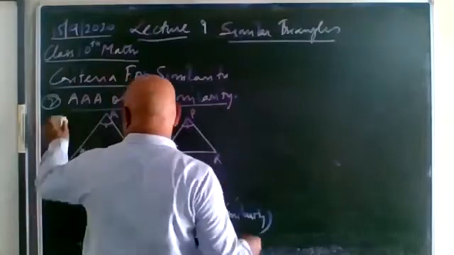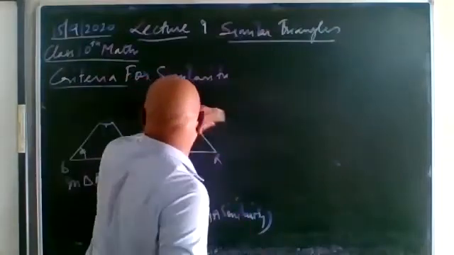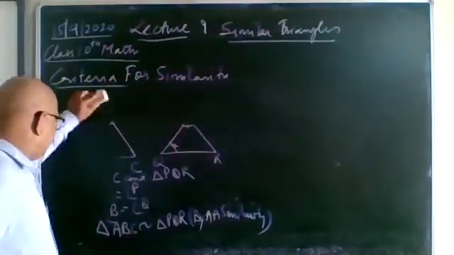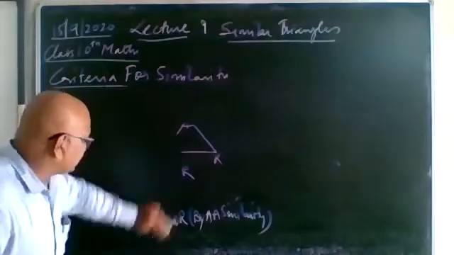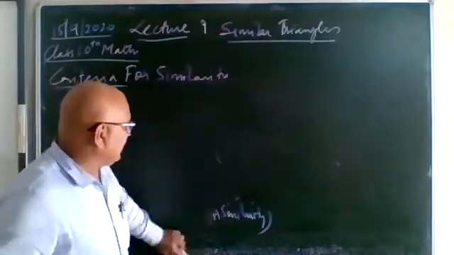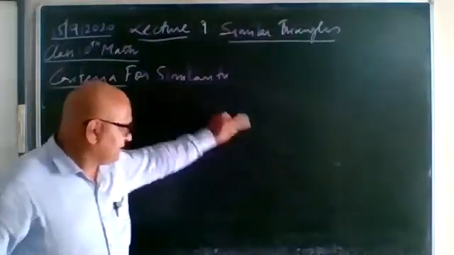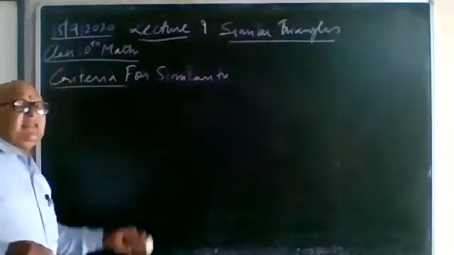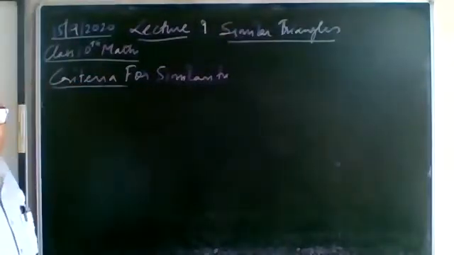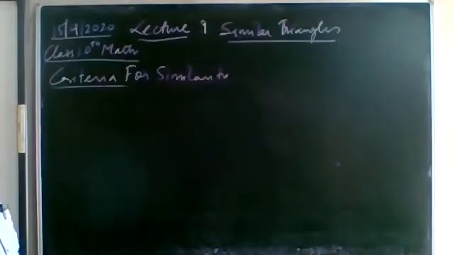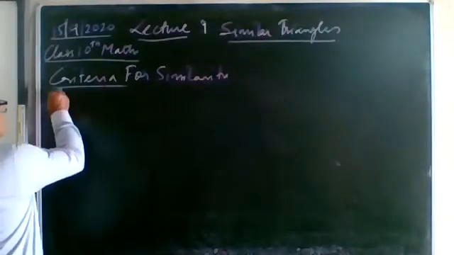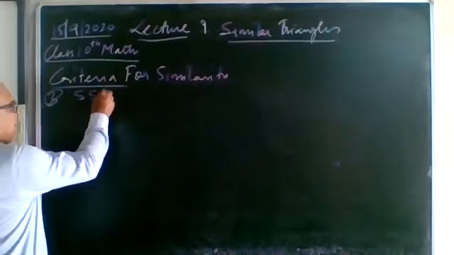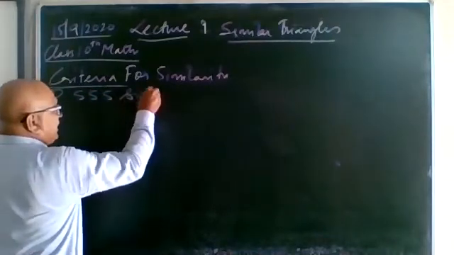After that, third is SSS similarity. We have done SAS similarity first, second double A or triple A, and third is SSS similarity.